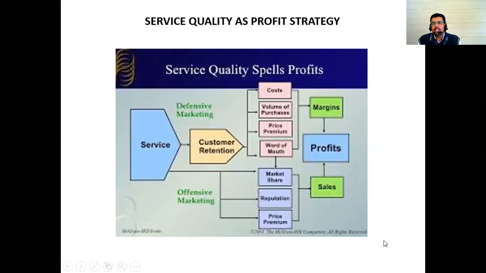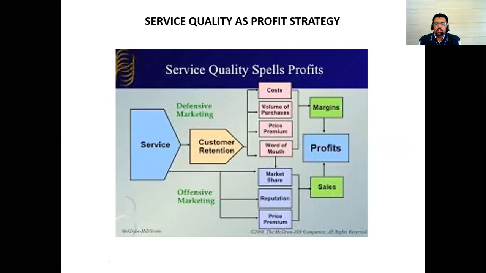Then coming to the next point, that is service quality as a profit strategy. I already mentioned service quality spells profits, no doubt. In each and every service, when there is quality in the service, that gives the major profits.